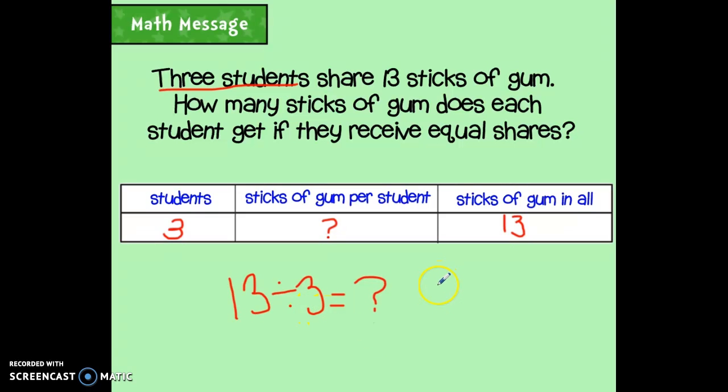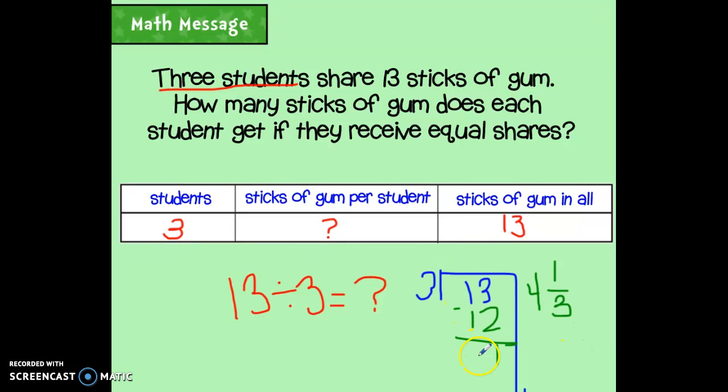If I look at this as partial quotients, I know my problem looks like this, 3 into 13. How many times can 3 fit into 13? Well, I know it can fit in 4 times. 3 times 4 is 12. So I have 1 piece of gum left. So another way to think of this as a fraction, I have 1 piece of gum left and I have 3 people sharing it. That's how I got 4 1/3. If I just write my remainder up on top and write it as a fraction, that's how I can think of it. Let's look at another problem here.